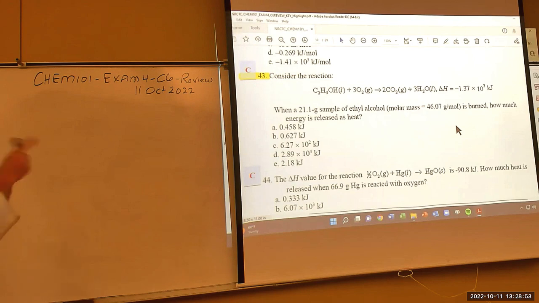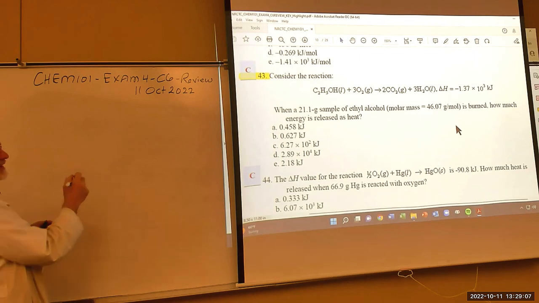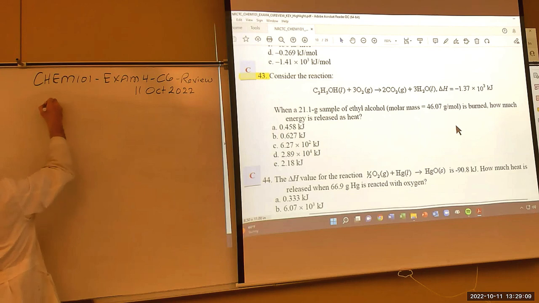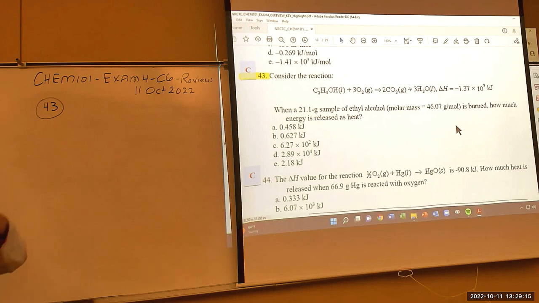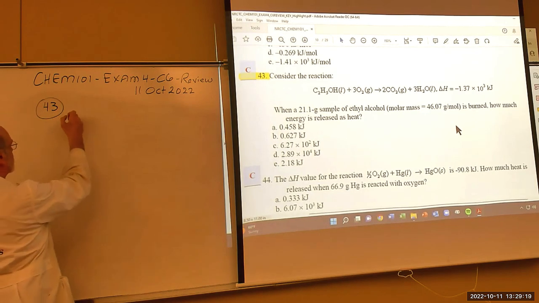Consider this reaction, same one we've seen before. When 21.1 grams of ethyl alcohol is burned, how much energy is released as heat? All right, a stoichiometry problem. This time, stoichiometry with heat. So what do you do? Well, first you say, is the equation balanced? Yeah, the equation is balanced.